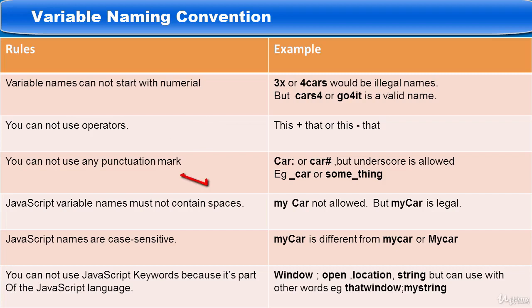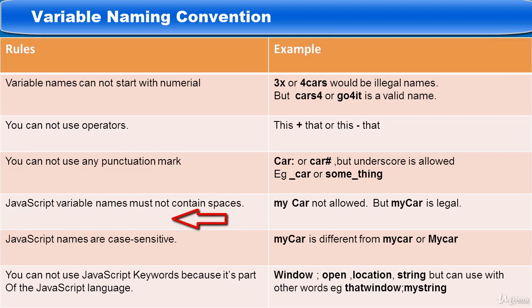You cannot use any punctuation marks of any kind in a JavaScript variable name other than the underscore. So you can't call your variable car colon or car hash, but you can use an underscore. Underscore is allowed, so you can name your variable underscore car, for example, or something underscore something. That is allowed.